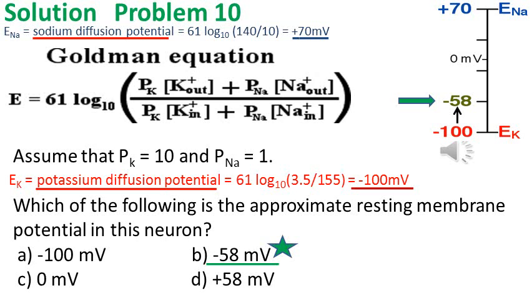So minus 58 millivolts is a little bit less negative than the potassium diffusion potential. So you can tell that minus 58 millivolts is in the correct ballpark for the solution to this problem.